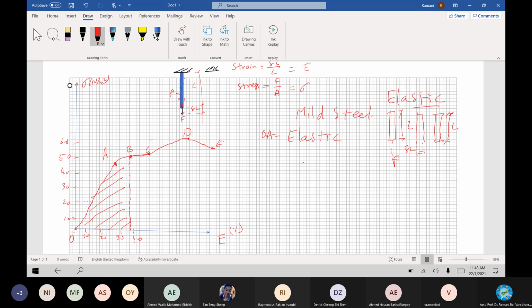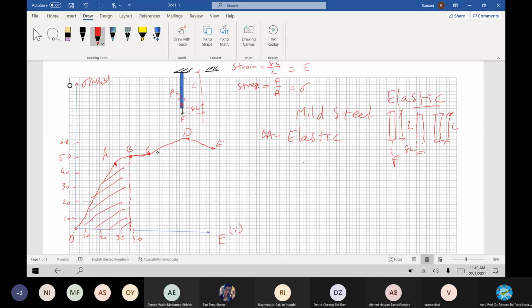Then moving on from B to C. Let's see what is happening from B to C. It is starting yielding. We can say it just started yielding at this point. Elastic limit is reached at this point. From B to C, the elastic limit is broken. Yielding limit started, meaning it is going to deform. It is no longer showing elastic behavior. Plastic behavior of the member is started. So we can say B to C is the plastic behavior.